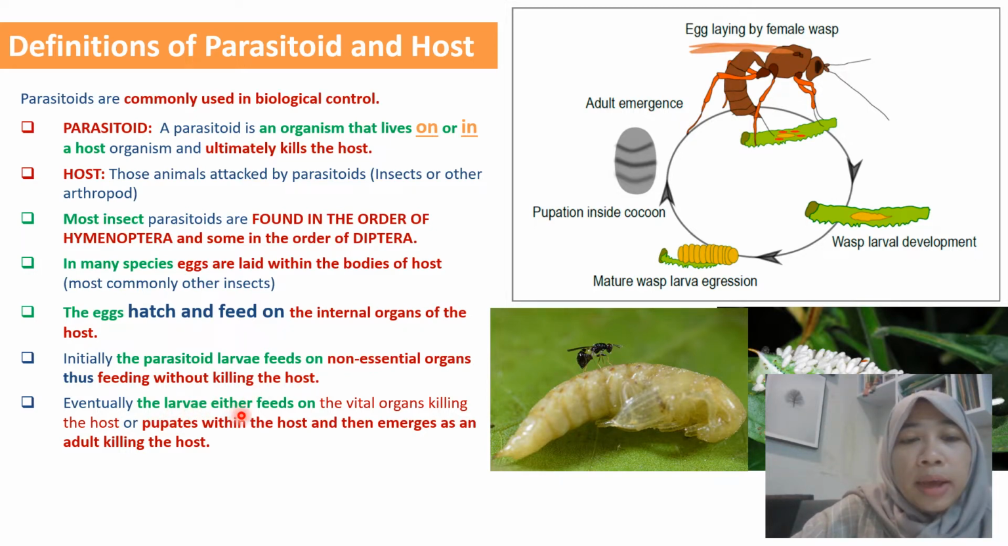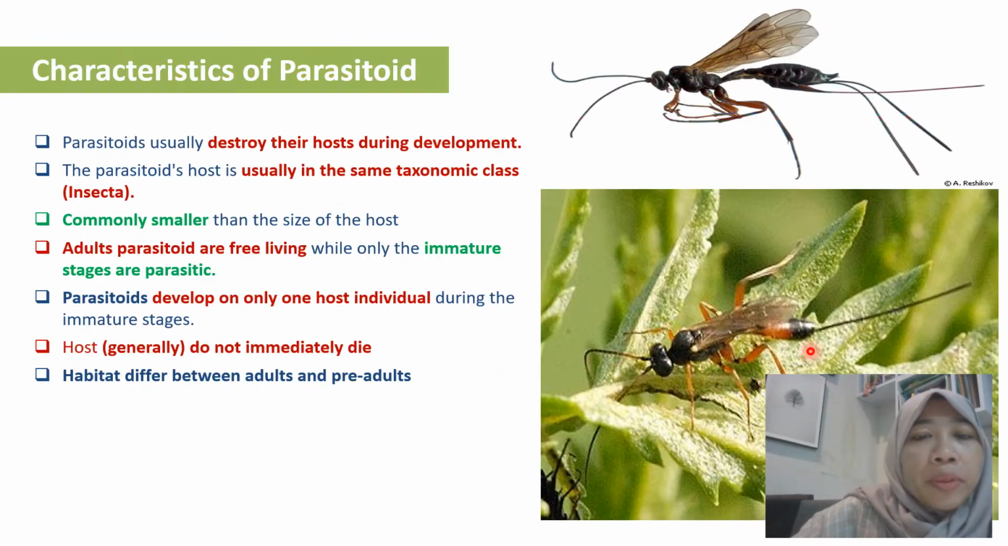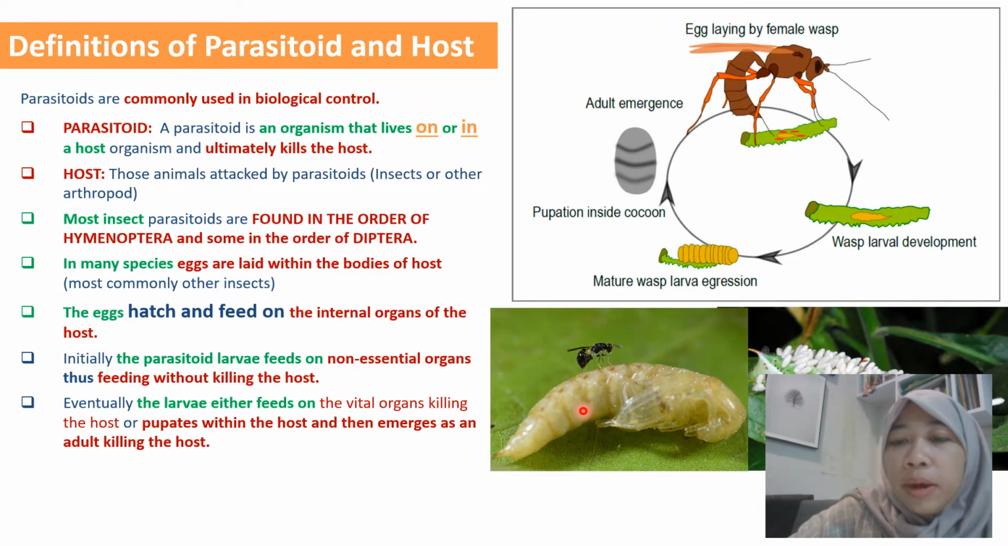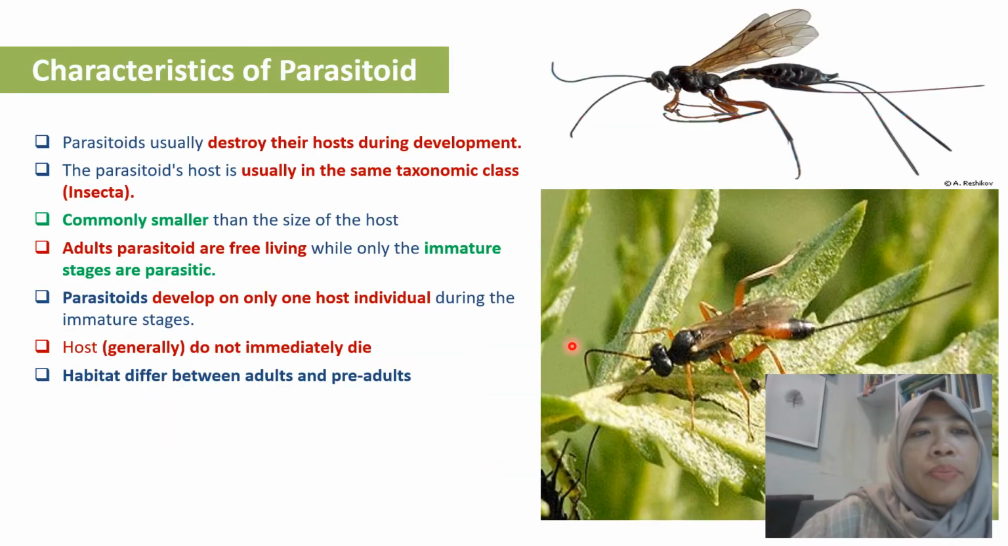And then after that, the larva feeds on the vital organs, killing the host, and pupates within the host, and then emerges as an adult, killing the host, as I told you before. Okay, this is the pupae of the pest, and then this is the parasitoid. It's so small. Most parasitoids are smaller than their host.